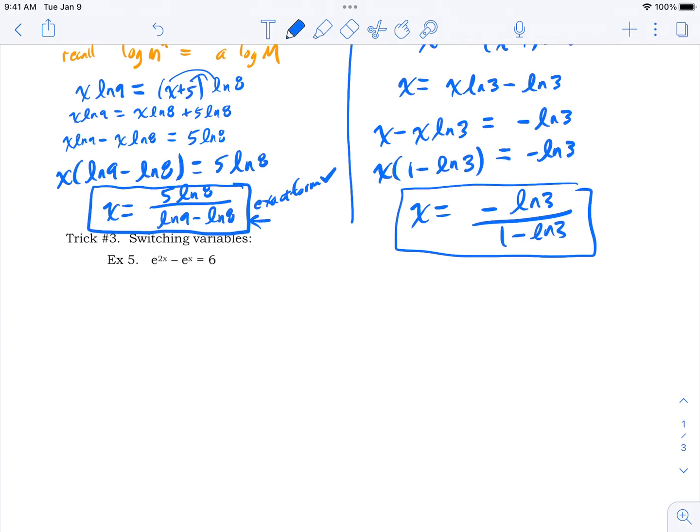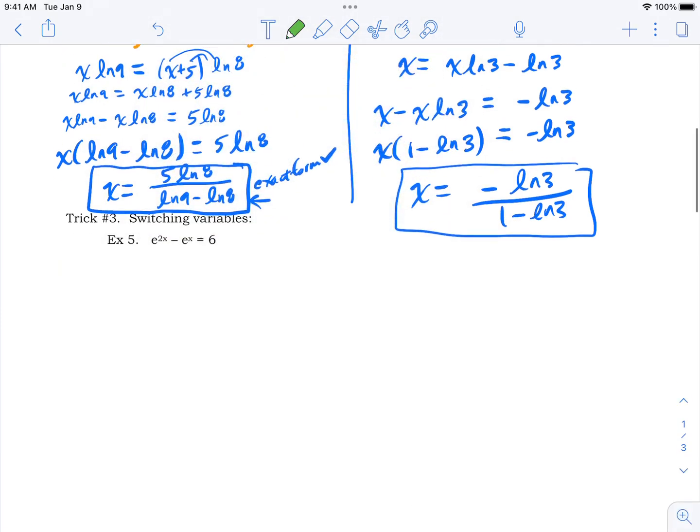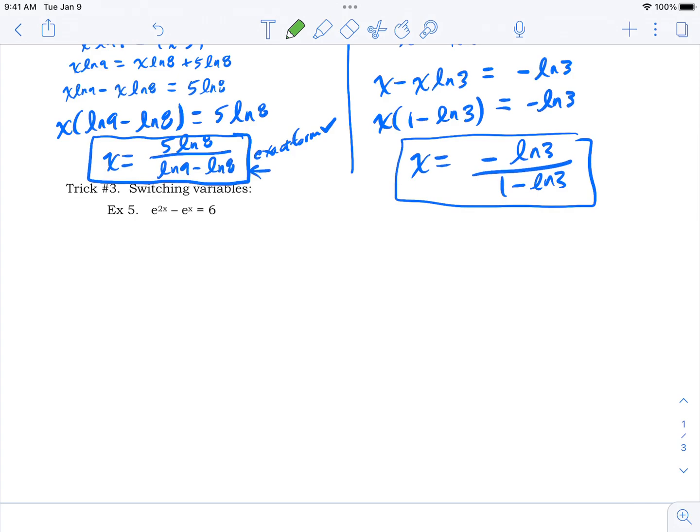Now here's the thing. Look at this next one. First of all, it doesn't say take the log of both sides. It says switch variables. Why is it saying that? Why don't we just take the log of both sides? Well, remember, when we say take the log of both sides, we mean take the log of the whole side. So the natural log of e to the 2x minus e to the x, it's all in parentheses there. And the problem we have is there's no property.